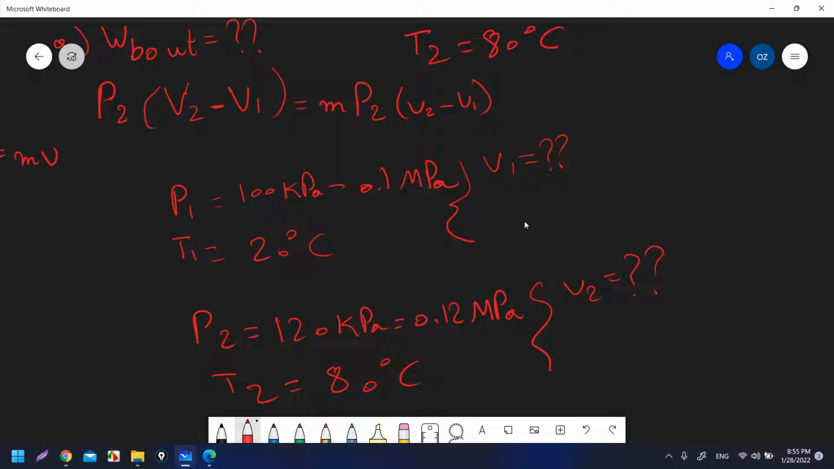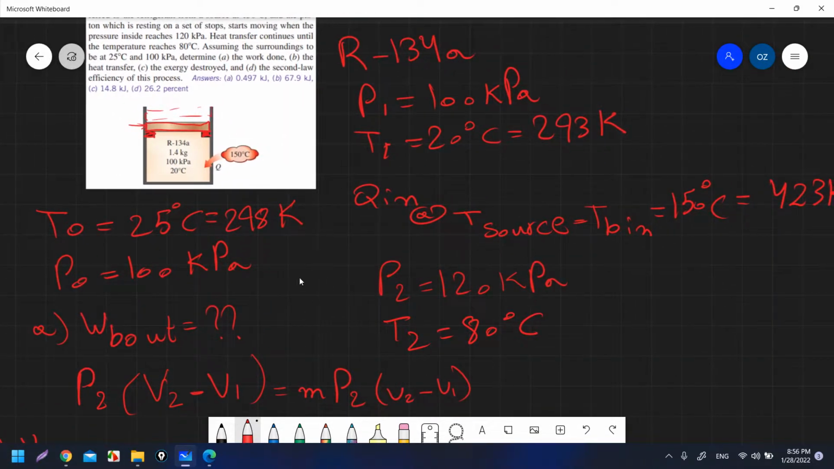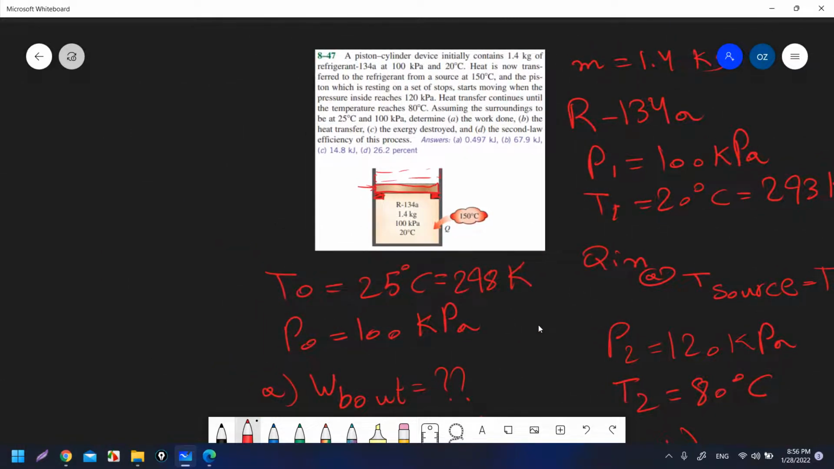Let's see if we want to find other properties for the second requirement, part B, or part C and part D. In part B, he wants to find the heat transfer, Qin. To find Qin, as in the previous questions, we usually do the energy balance. So E in minus E out equals delta E system. We don't have any work in, but we do have the Qin, which is the one that we want to calculate. We don't have any Q out. We have work out, which is the boundary work that we will calculate in the first part.